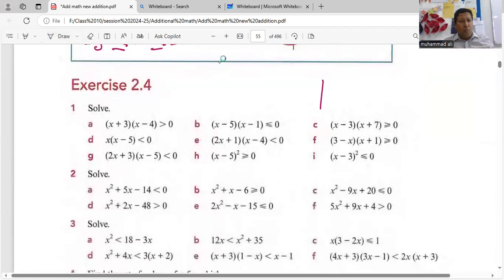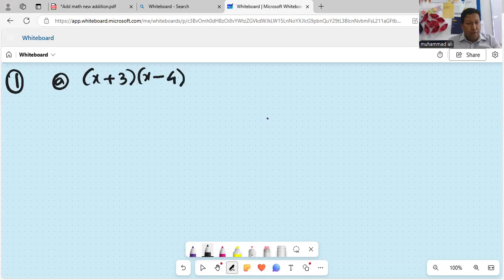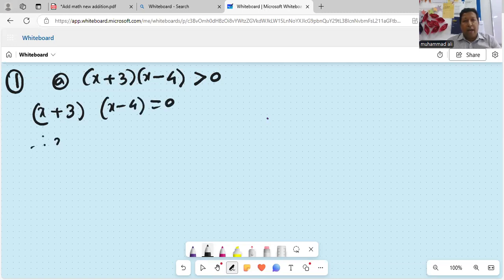Now, exercise 2.4. These are all the same kind of maths, but this is very important maths. Exercise 2.4, question number 1: (x plus 3)(x minus 4) greater than 0. So at first we try to solve this. We'll write (x plus 3)(x minus 4) equals 0. Therefore, x equals minus 3 and x equals 4.